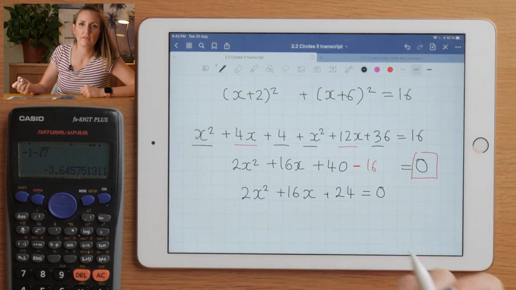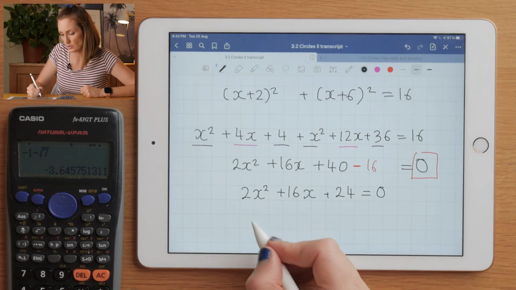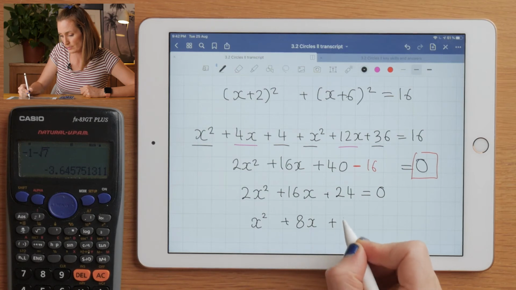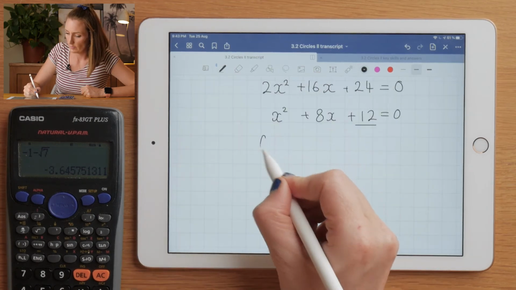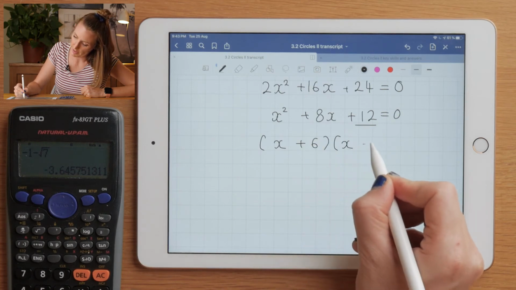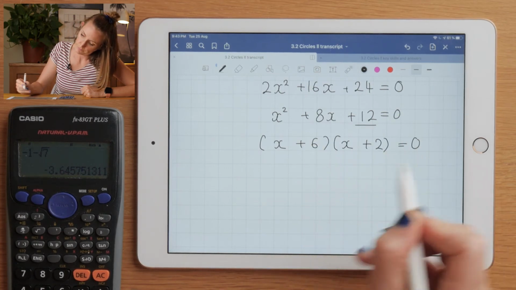And I'm going to simplify this by dividing all the terms by 2. So divide by 2, divide by 2, divide by 2. So now you want to factorize: you want to multiply for 12 and add for 8. So I'm going to have 6 and 2.